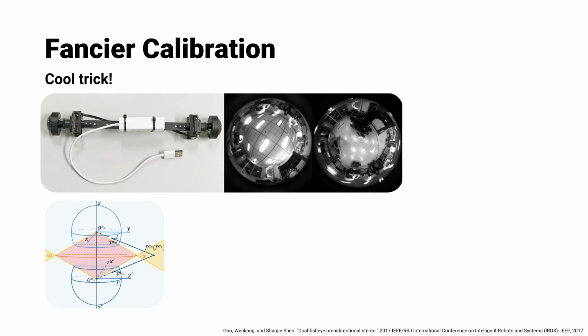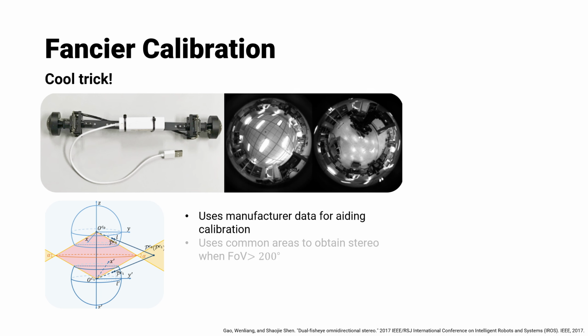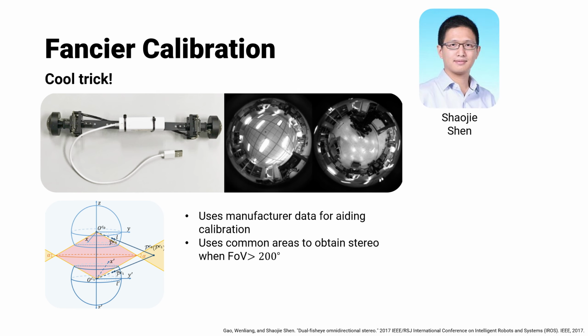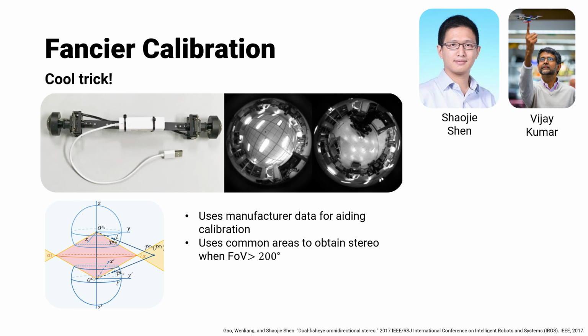So if you have ever bought these 360 cameras, you can use something like that to get full 360 degree depth data just based on this common field of view. Again, it uses manufacturer data for aiding calibration. It uses common areas to obtain stereo when the field of view is greater than 200 degrees. This is work from Professor Xiaoji Shen, who is an expert in SLAM on aerial robots and has done a lot of pioneering work for exploration in aerial robots. He was a postdoc in Professor Vijay Kumar's lab, who is another expert in the field of aerial robotics, especially controls and perception.